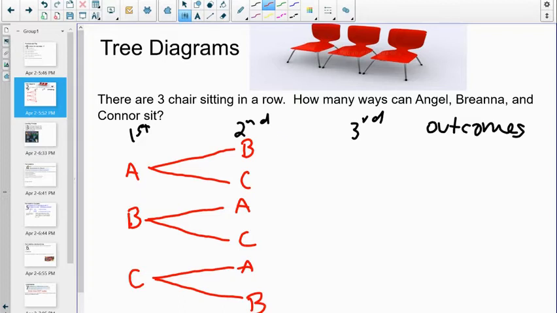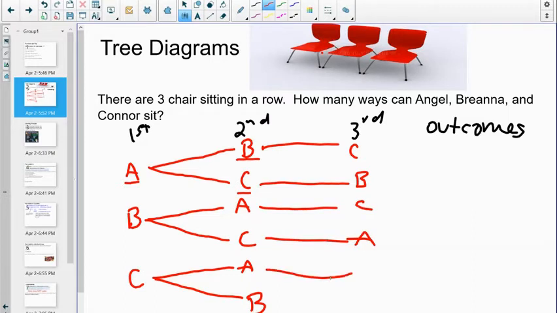Now, here comes another tricky part. If we had Angel first and Brianna second, who's the only other person left that we haven't assigned a seat? It's Connor. And if we have Angel and Connor, the only other person left is Brianna, because you can't have one person sitting normally in more than one chair. I guess they could be laying across all 3, but this is not what the question's asking. So if we have Brianna, Angel, then Connor is left; Brianna, Connor, then Angel's left. And I'm just going to continue.